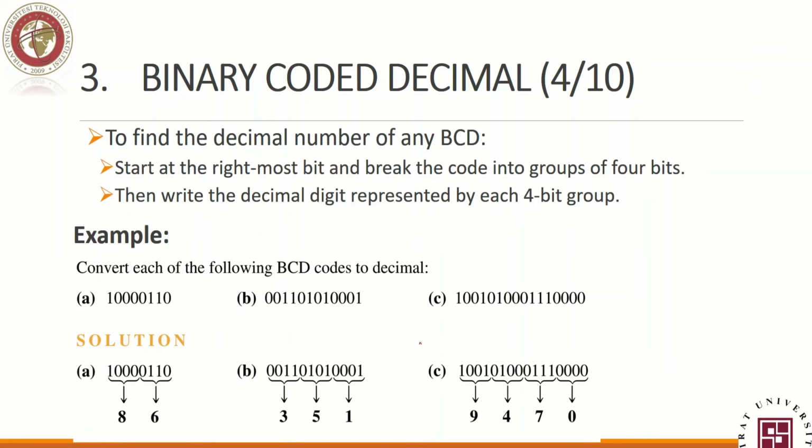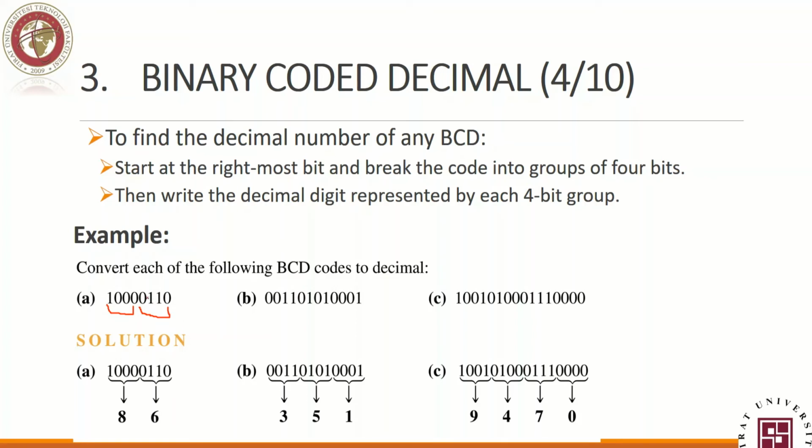How about converting binary coded decimal to decimal? If we have it in binary, how can we convert it? Again, we start from the rightmost, group 4 bits each, then convert it. If we don't have 4 bits, you add zeros to it, so there will be no problem.